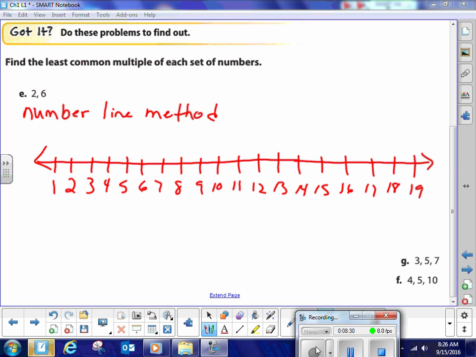Okay, so now our first number we're going to mark is 2. So I'm going to use X's for 2. I'm going to put a little X above it to show that I'm using X's for 2. 2, 4, 6, 8, 10, 12, 14, 16, 18. Okay? Now that I've done 2's, I go back and I do 6's. I find my first 6. Okay? And I know that 12 is my next one.